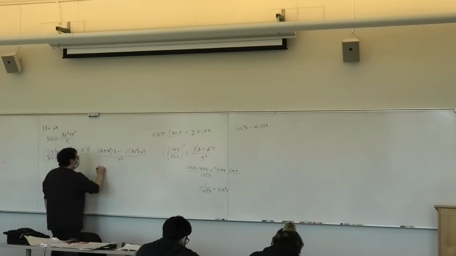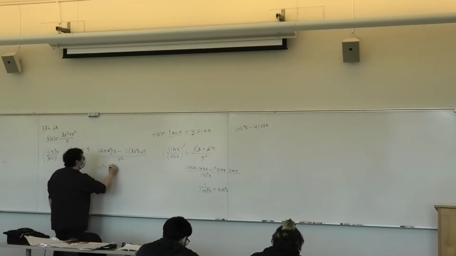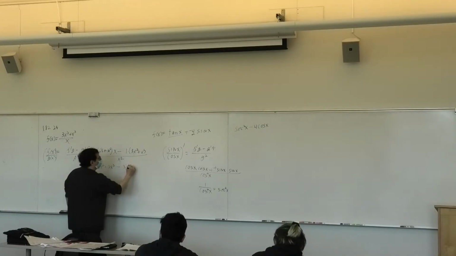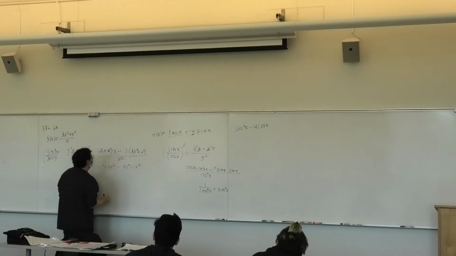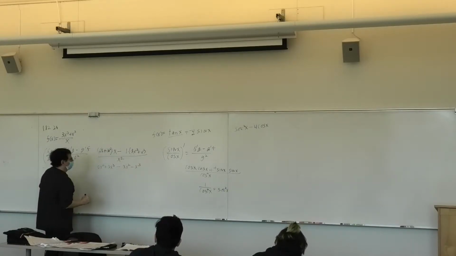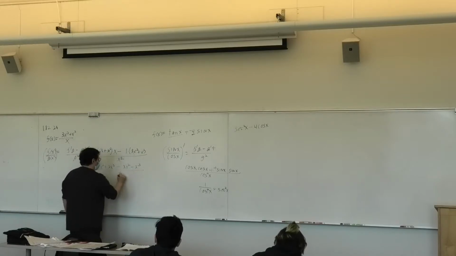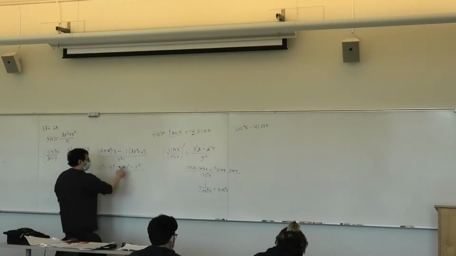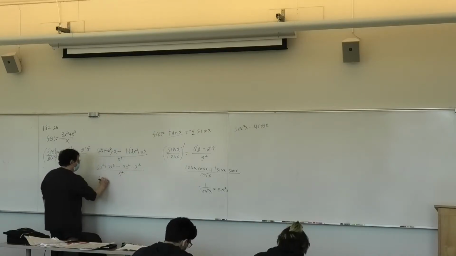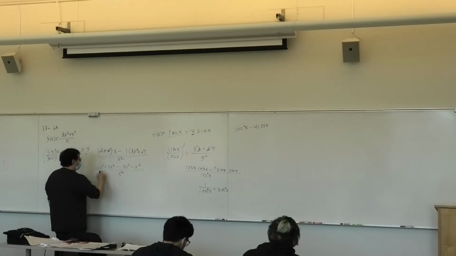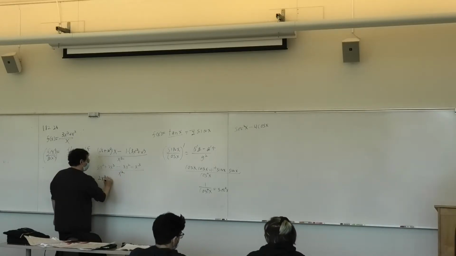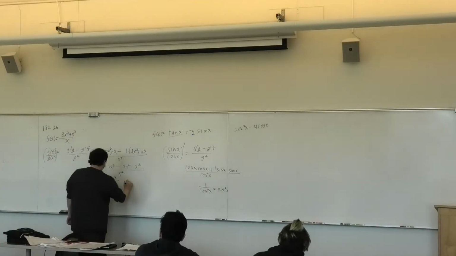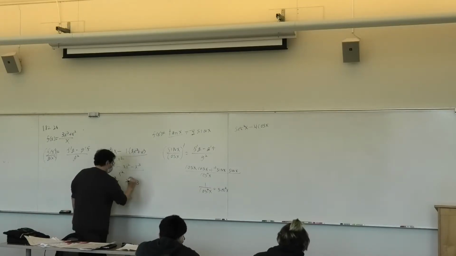So, 6x squared plus 3x cubed minus 3x squared minus x cubed over x squared. So 3 minus 1 is 2x cubed, and 6 minus 3 is 3x squared over x squared. So it would be 2x plus 3. Does that sound right?